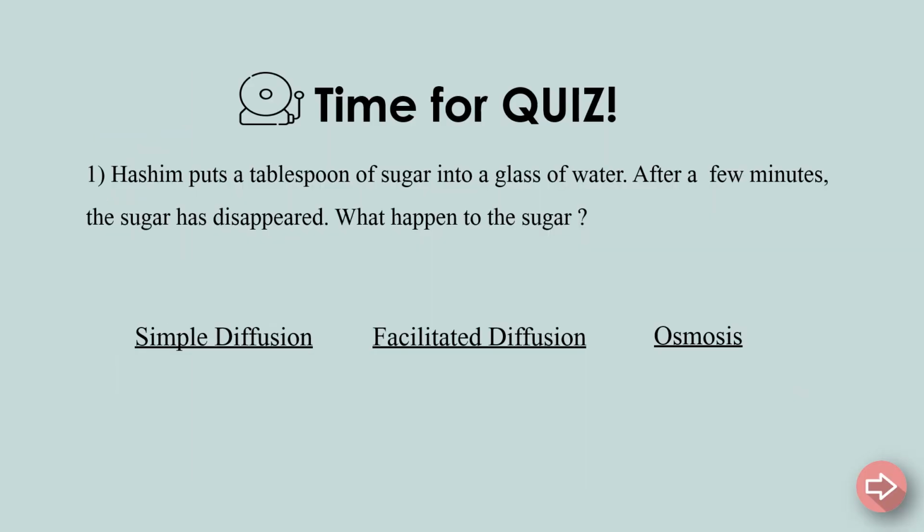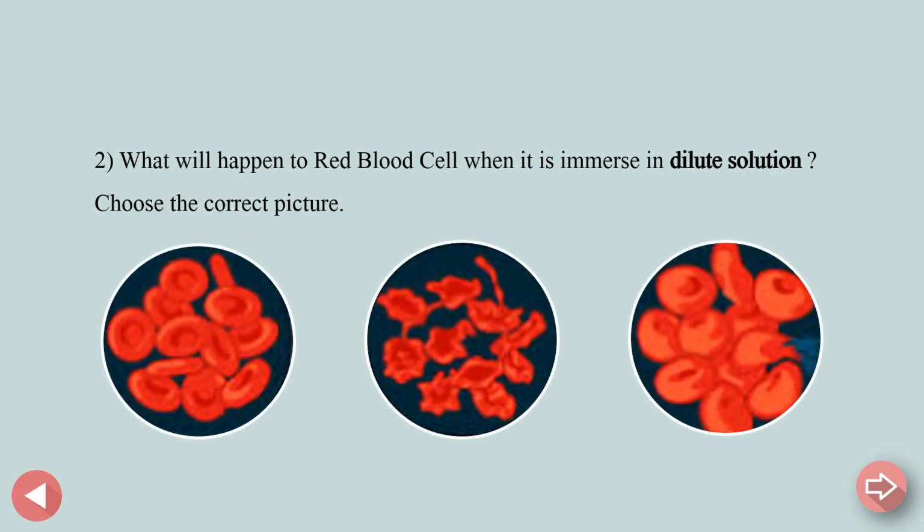Time for quiz. Question 1. Hashim puts a tablespoon of sugar into a glass of water. After a few minutes, the sugar has disappeared. What happened to the sugar? Simple diffusion, facilitated diffusion, osmosis. Question 2. What will happen to red blood cell when it is immersed in dilute solution? Choose the correct picture.